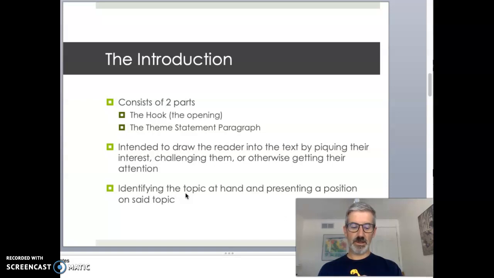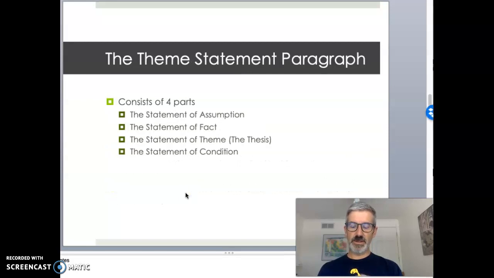So today we're going to look at the four parts of this theme statement paragraph. There are four parts here. Again, we've had the hook first, and if that's in a speech, maybe you've talked about something that relates to a hook for a couple of minutes, or you have an opening paragraph that hooks your audience. Now we're moving into part two, which is the theme statement paragraph. I'll go through each one of these parts right now.